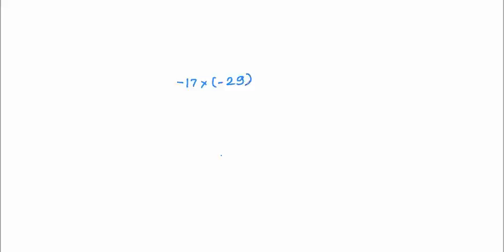Because minus 29, I can convert it into a different number. How? I'll keep minus 17 as it is, multiplied by, instead of minus 29, I will write minus 30 plus 1. Is minus 30 plus 1 equal to minus 29? Yes, it is. And by doing this, now I can use the distributive property. So this is A and this is B plus C.